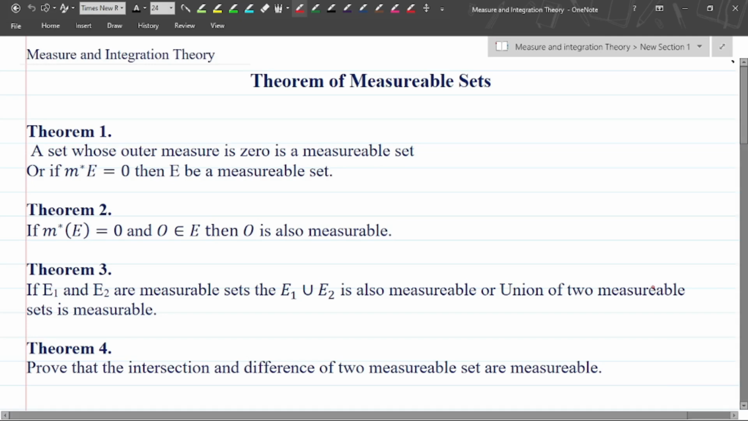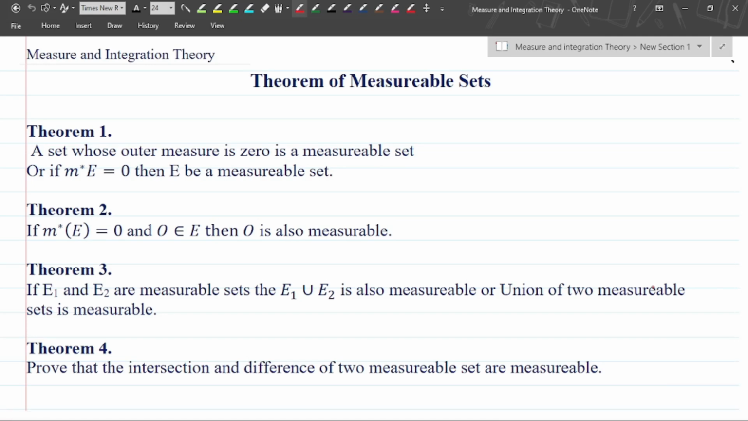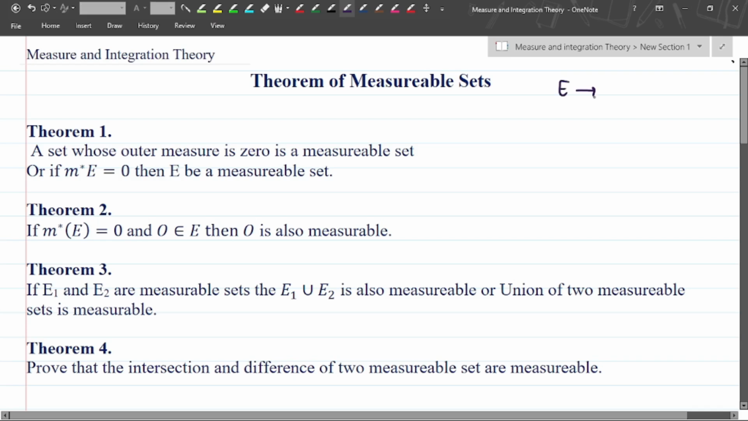In this video we are going to discuss the theorems of measurable sets. In the previous lecture we have discussed what a measurable set is. If you have a set E, it is a measurable set if the outer measure of any set A is equal to the outer measure of A intersection E plus the outer measure of A intersection E complement.